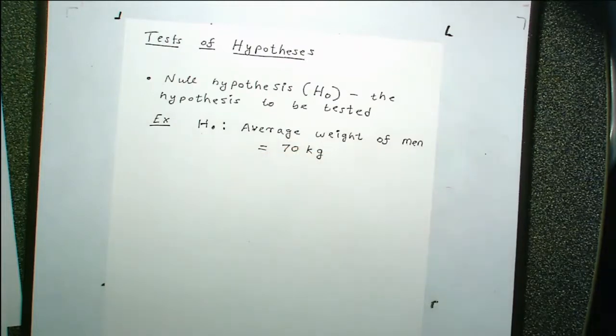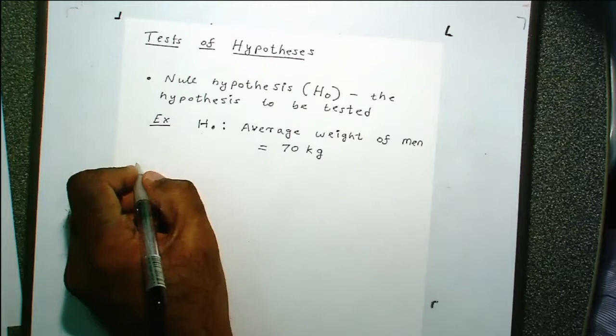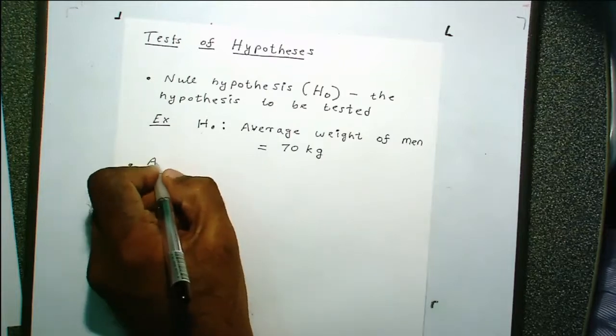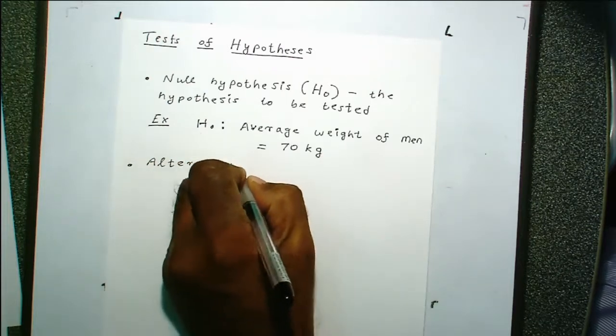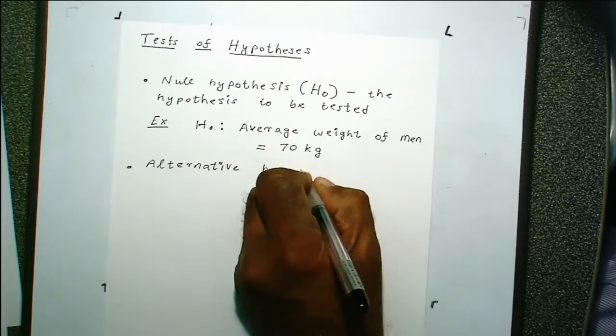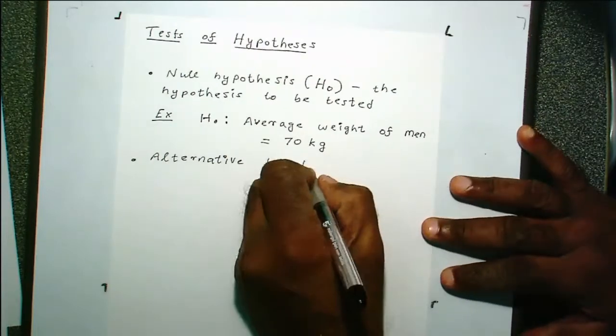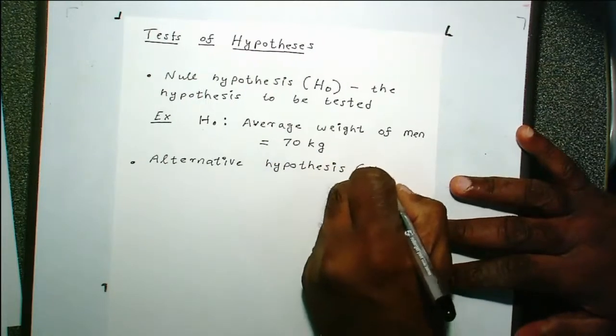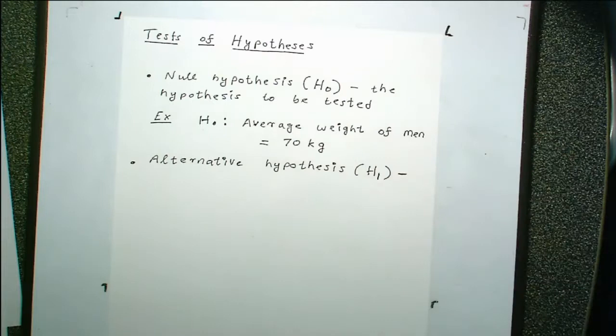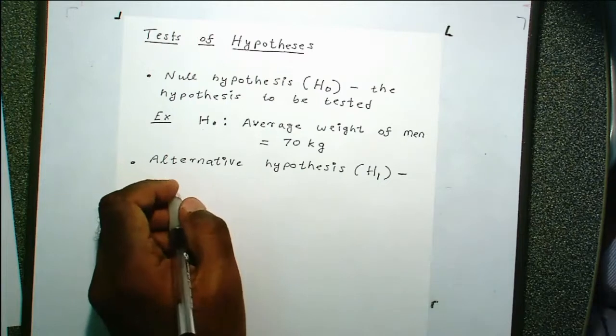Okay, so one example of a null hypothesis is this: the average weight of men is equal to 70 kg, right? Okay, and the second element is known as the alternative hypothesis, and is denoted by capital H sub 1, and this is sometimes known as the research hypothesis.